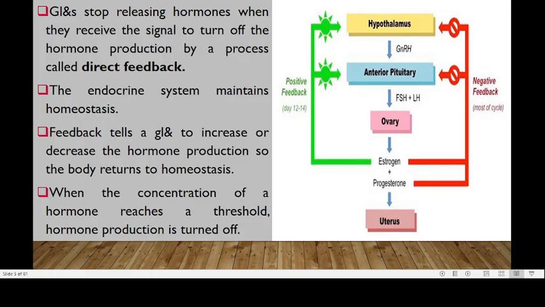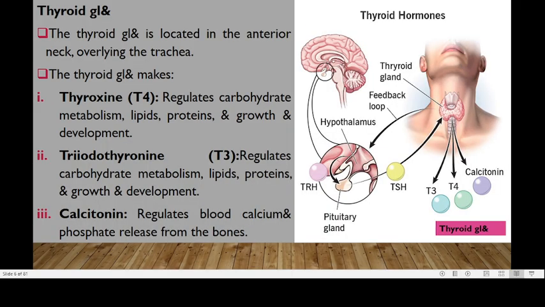So glands will stop releasing hormones when they receive a signal to turn off the hormone production, and this is through a process called direct feedback, which can either be positive or negative. The endocrine system maintains the homeostasis. Feedback tells a gland to either increase or decrease the hormone production so that the body returns to homeostasis. So when the concentration of a hormone reaches a threshold, hormone production will be turned off.